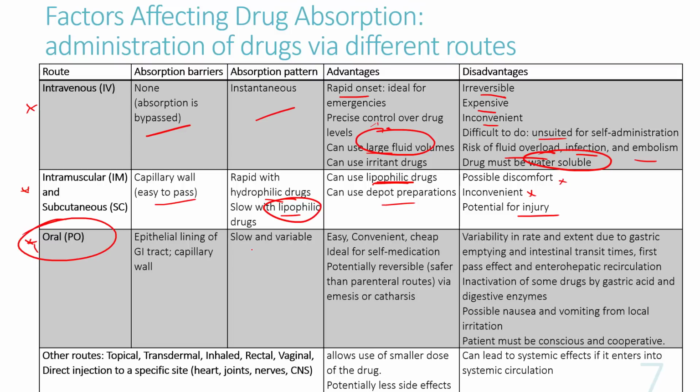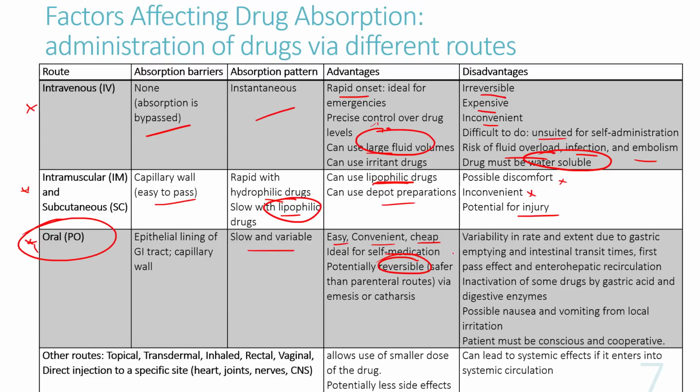Absorption of orally administered drugs is slow and variable, and we'll talk about that later on. But on the pro side, it's easy, it's convenient, and it's cheap, right? And because it's convenient to administer oral drugs, it's ideal for self-medication. And because there is a gap between when a person takes the drug and when it reaches the systemic circulation, it can be removed from the gastrointestinal tract prior to reaching the systemic circulation. So it's potentially reversible.